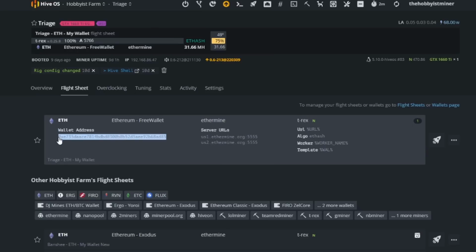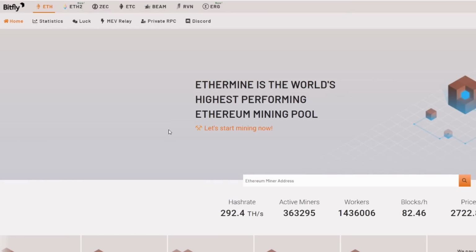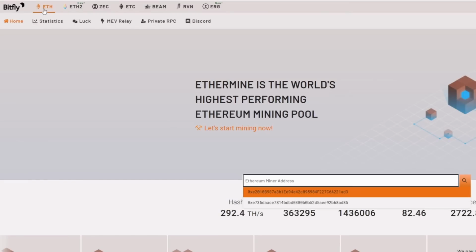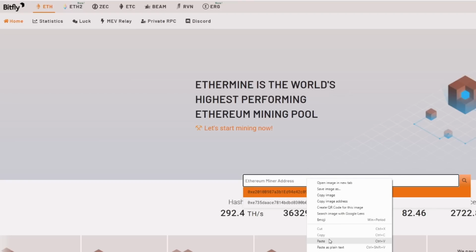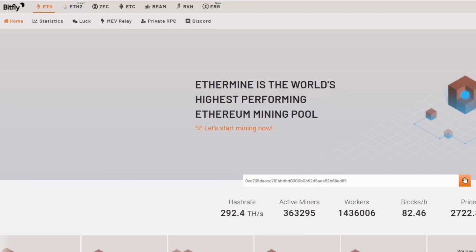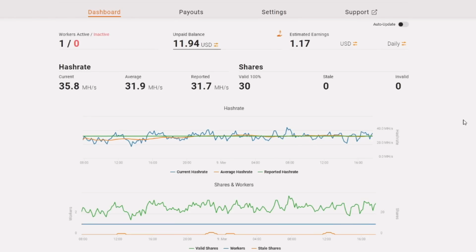Before I do, I'm going to copy down my wallet address and go to Ethermine. Here's the website, here's the pool that we're mining to, and we're on Ethereum, you can see in the top left. So we're going to paste in our address and look it up. There's a lot of information in front of us here, so let's go through it.